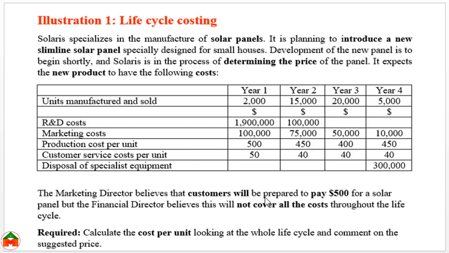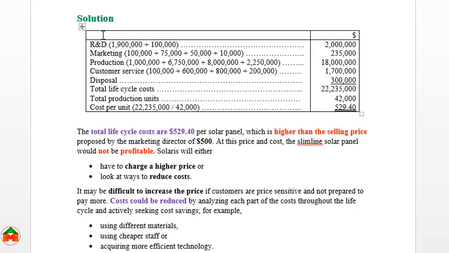However, we need to do the calculation to get a clear idea, and for doing the calculation we need to consider all the cost throughout the life cycle. That means our requirement is we need to calculate the cost per unit looking at the whole life cycle, and we need to suggest what should be the decision, whether we should produce the product for the available price, 500. So here we can see the solution.